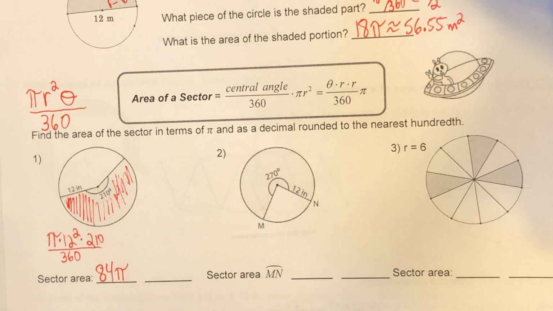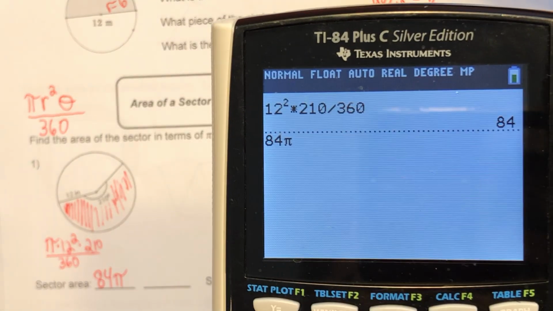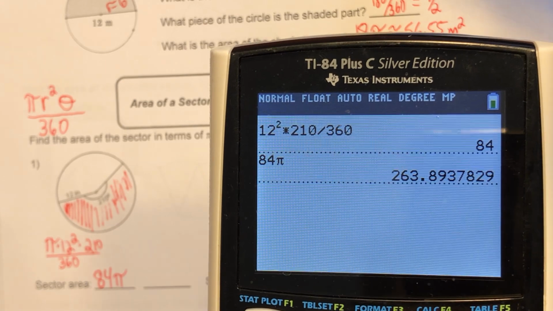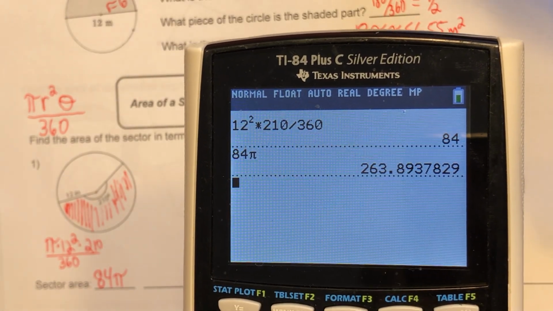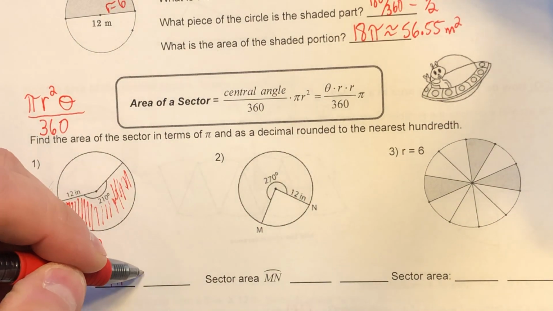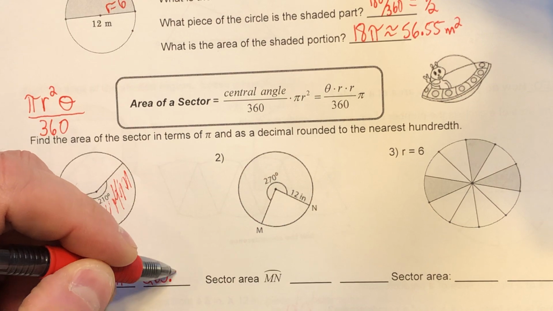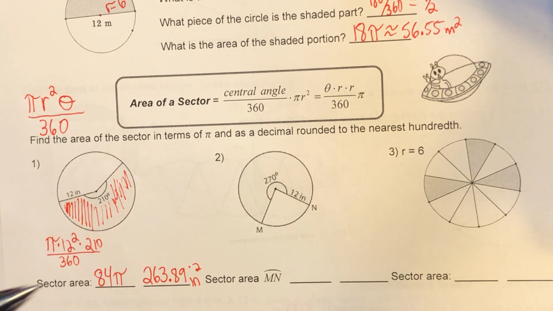84 pi. So now, what is 84 pi? So 84, hit the pi button. 84 pi is 263.89. And that's in terms of inches squared.